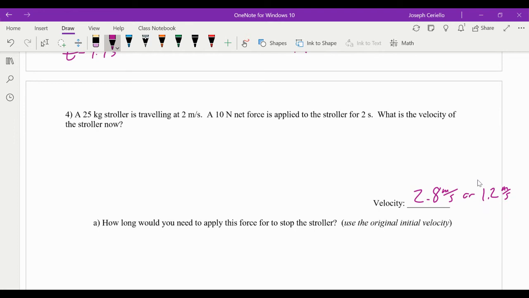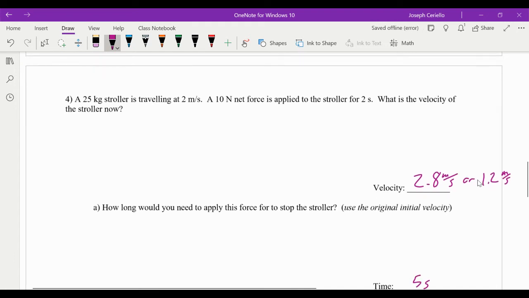So this question was a little bit ambiguous. There's two ways to look at it. I didn't tell you if the 10 newtons was speeding up the stroller or slowing it down, so we'll go at it both ways.